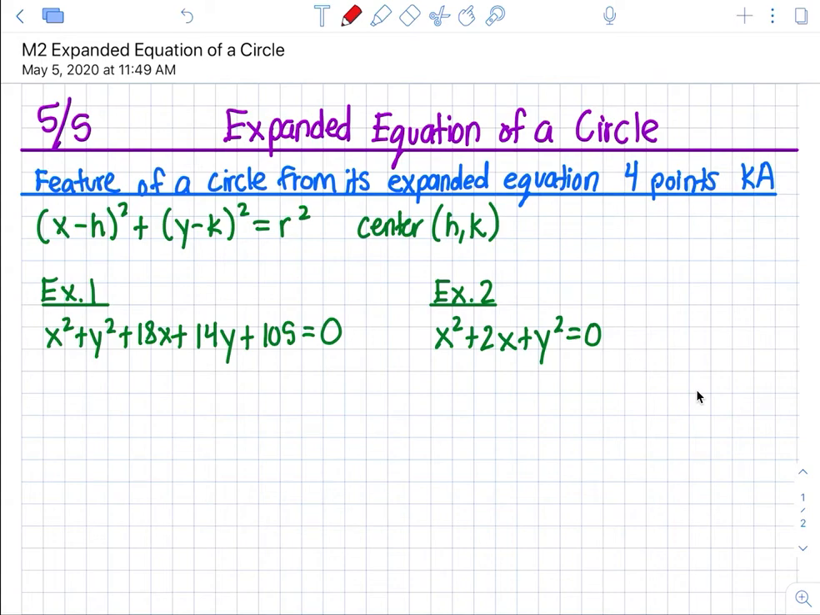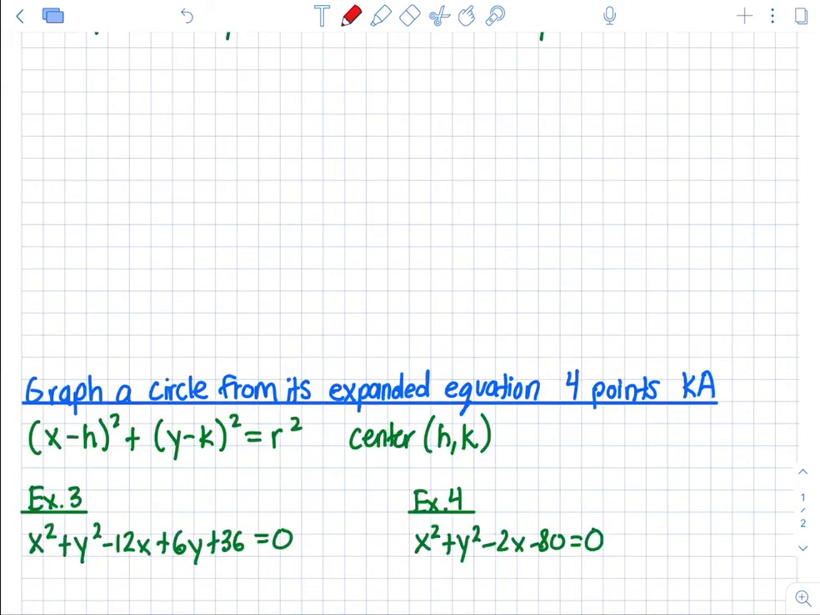It's on expanding equation of a circle. So there's going to be a total of 8 problems on Khan Academy. 4 are going to be features of a circle from an expanded equation, and 4 problems are going to be graph a circle from an expanded equation.